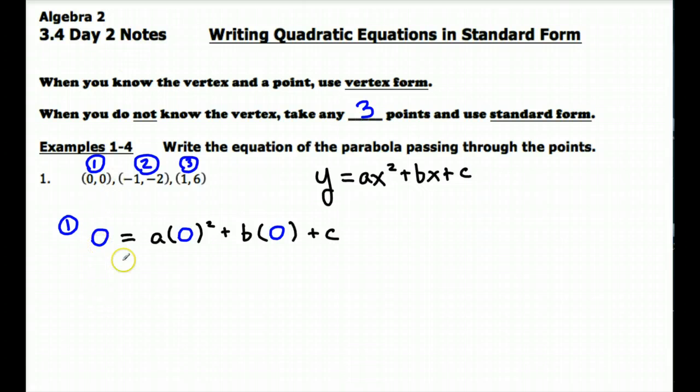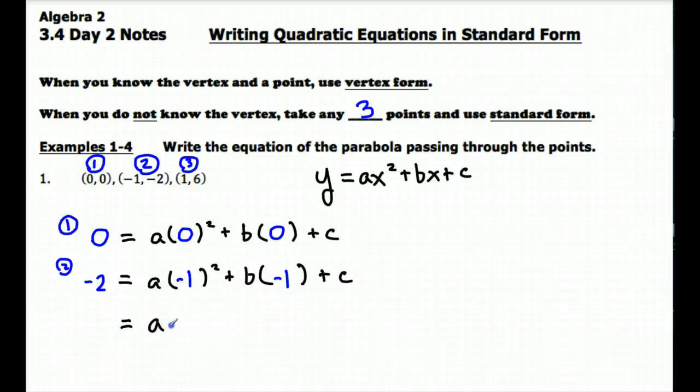I'm going to do the same exact thing for my second point. So I'm going to be plugging in an x and a y value to standard form for that point. For that point, the y value is -2, and the x value is -1. And then for my third point, I'll be doing the exact same thing. For my third point, my y value is 6, and my x value is +1.